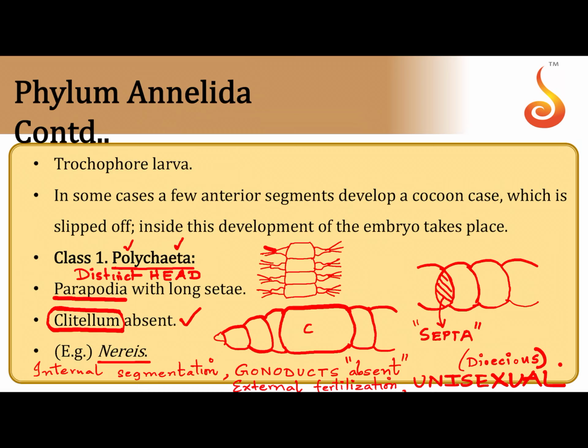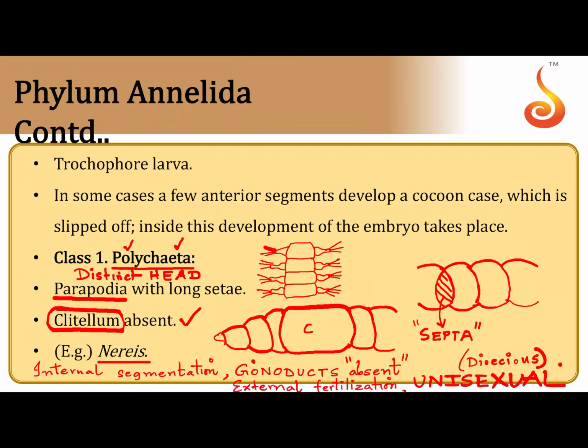Then how are the gametes released to the outside? Now the gametes are released into the coelom first. The coelom gets filled with the gametes, and later through the nephridioduct, that is the duct of the nephridial system, the gametes are sent to the outside. Sometimes the body of the animal itself ruptures, releasing the gametes to the outside. Did you understand?